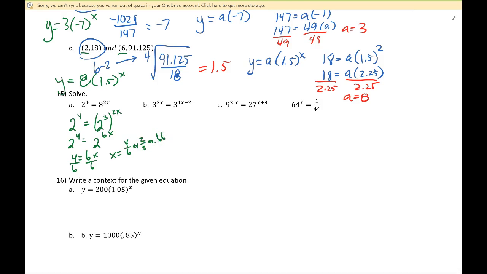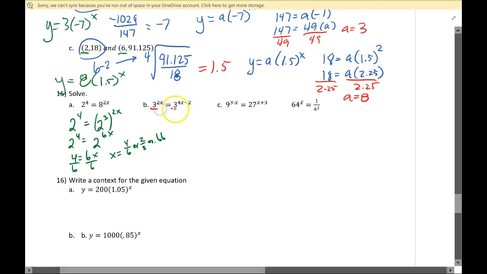On B, we're already set up with the bases the same. So like the end of the first problem, all we have to do is set the exponents equal to each other. So 2x equals 4x minus 2. Subtract 4x from both sides, and we get negative 2x equals negative 2. So x equals a positive 1.